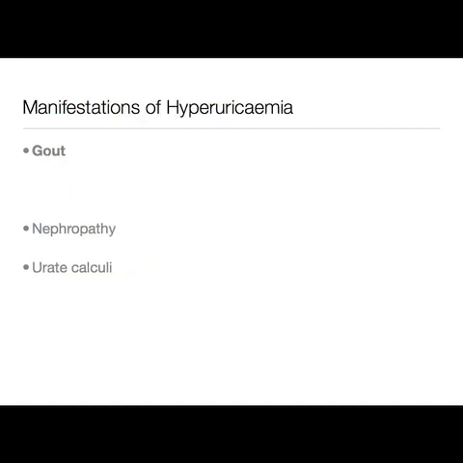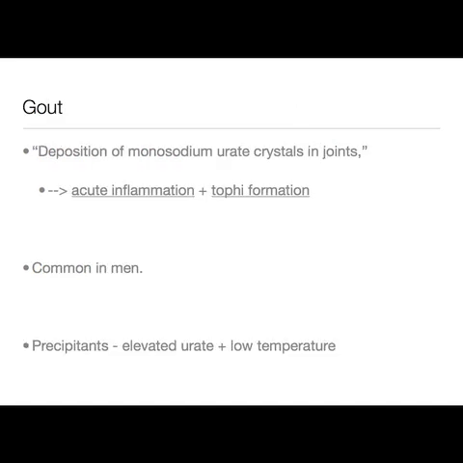So let's move on now and talk a little bit about some of the most important manifestations of hyperuricemia. The most important one by far is gout. However, remember that as well as potentially being totally asymptomatic, hyperuricemia is also associated with nephropathy and the formation of urate calculi in the renal tract. So now I'm going to go on to talk a little bit about gout and pseudogout.